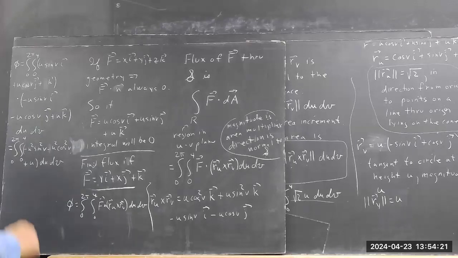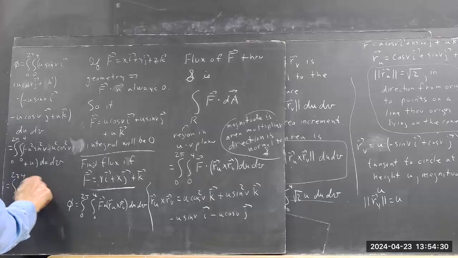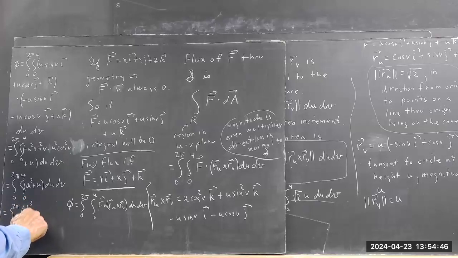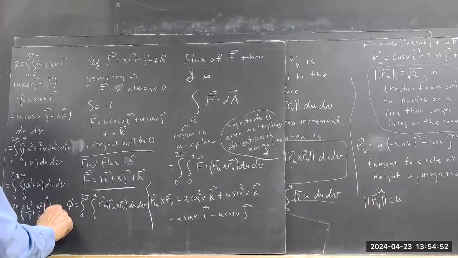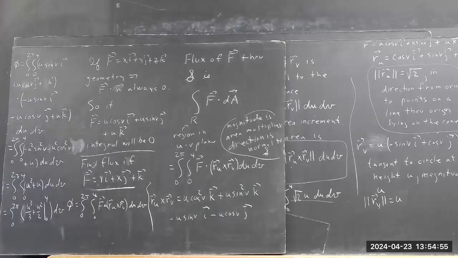Okay, 0 to 2 pi, 0 to 4, u squared plus u, du dv. 0 to 2 pi. Then u cubed over 3 plus u squared over 2, evaluated 0 to 4, dv. And from 0 to 4, you're going to get 64 thirds and 16 halves, which is 128 sixths.